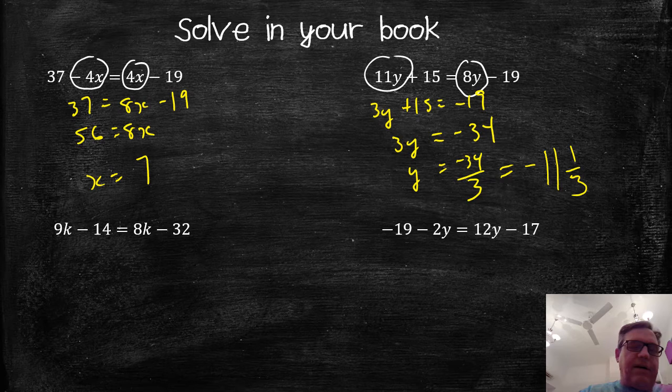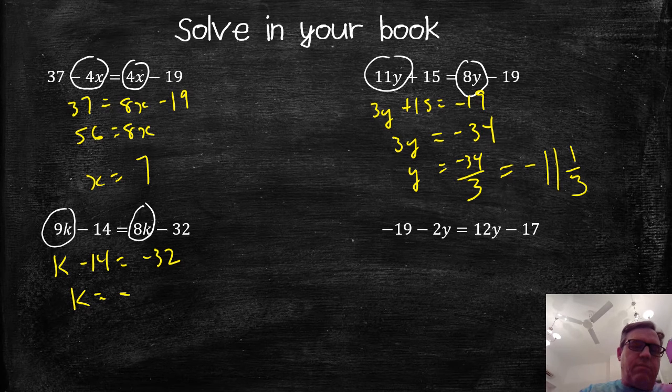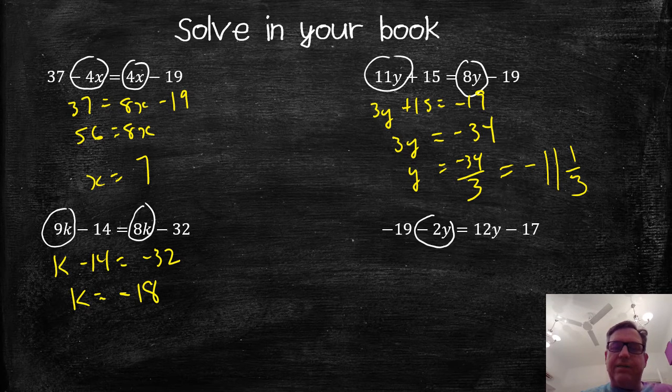The next one, I have a 9k on the left and an 8k on the right. I want to move that 8k. So I'm going to subtract 8k from both sides. On the left side, I have k minus 14 equals minus 32. I'm going to add 14 to both sides. So k is going to equal minus 18. And that's it, I'm done. 1k is minus 18.